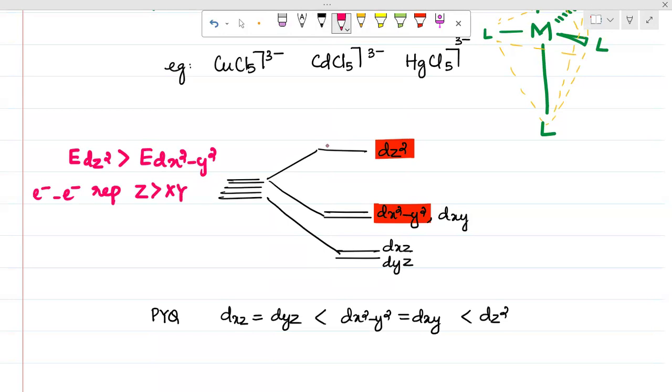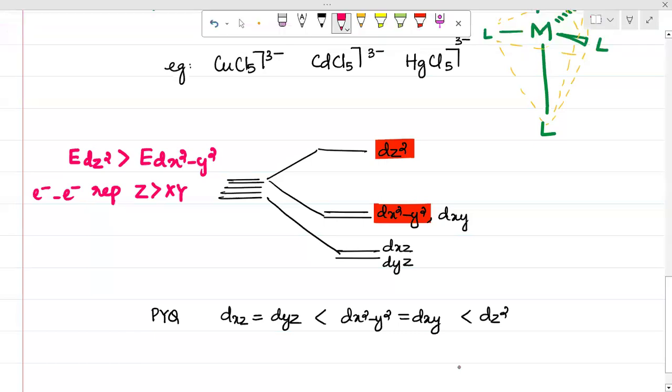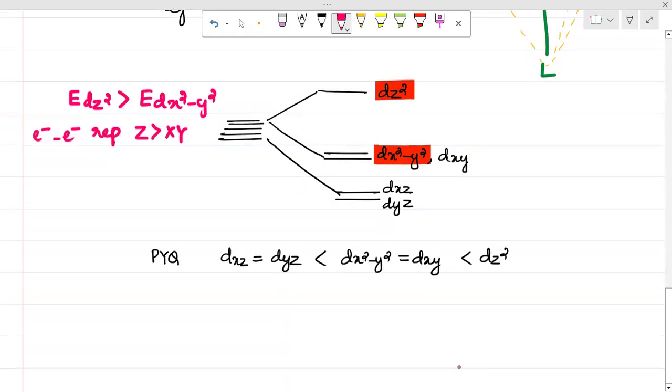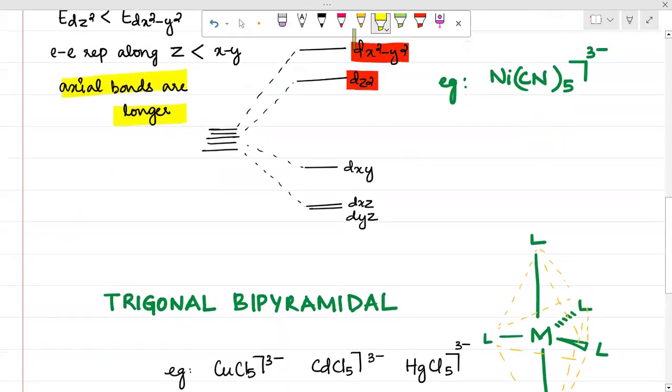If the energy has increased, it means the electron-electron repulsions along the z-axis is greater than the xy plane. If the electron-electron repulsions along the z-axis have been increased, that means the repulsions would increase only when they come closer. So the axial bonds are shorter. Axial bonds are shorter. I hope you're understanding. In the earlier case, we got the axial bonds to be longer.